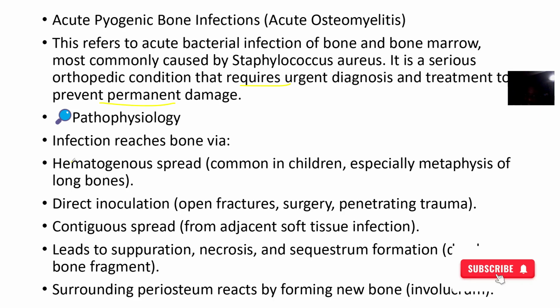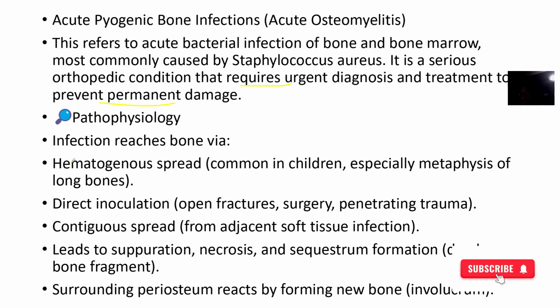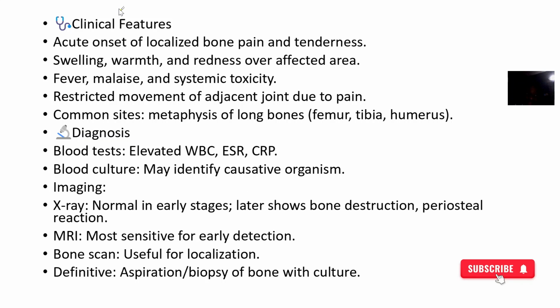So infection usually reaches the bone via several routes. It could be hematogenous spread, it could be direct inoculation, where directly they put the infection in you, maybe the surgery materials or instruments were not neat, all those kinds of things. It could be contiguous spread. So it usually leads to suppuration, necrosis, and sequestrum formation. Alright. The surrounding periosteum reacts by forming new bone. That's the involucrum.